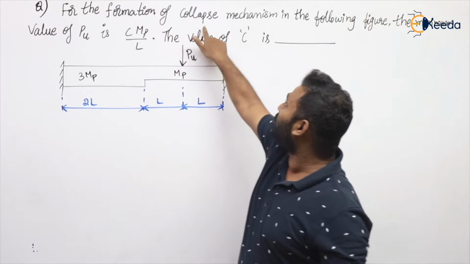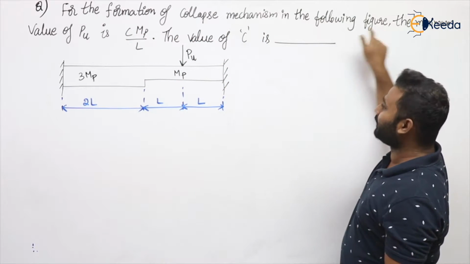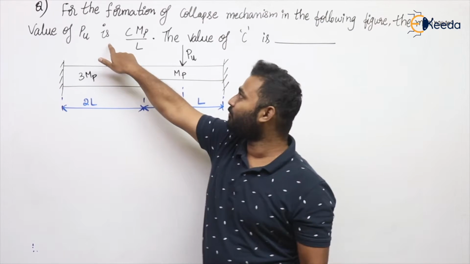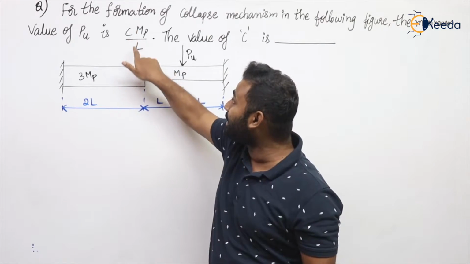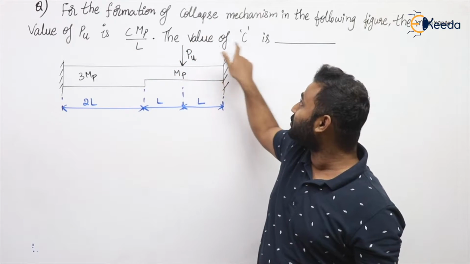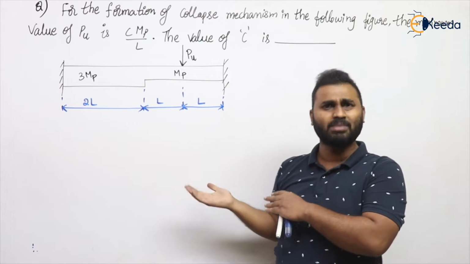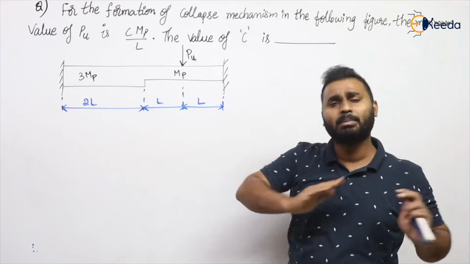For the formation of the collapse mechanism in the following figure, the minimum value of PU is CMP by L. Now he's asking us to find C. The value of C is... He's asking us to find C. It is the same kind of question we have solved in our previous cases.